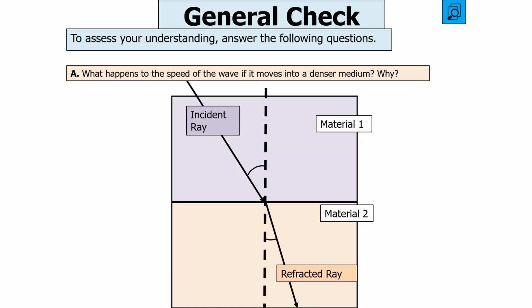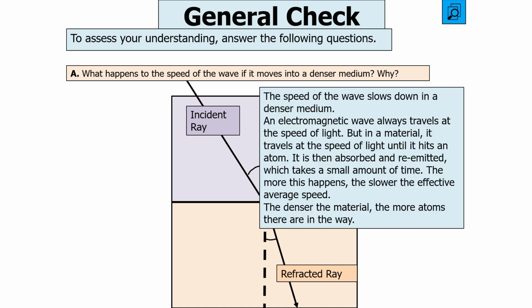What happens to the speed of the wave if it moves into a denser medium? So pause the video now, then unpause the video when you want to go through your answer. The speed of the wave slows down in a denser medium.